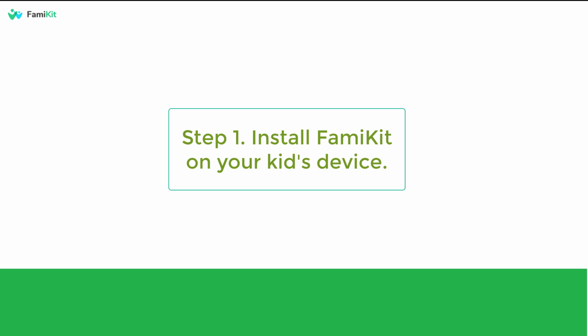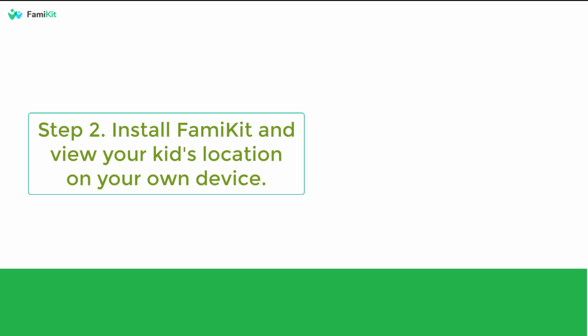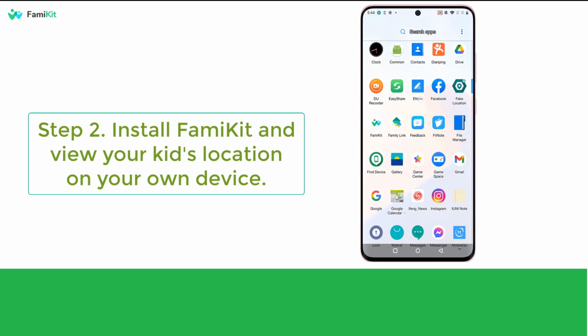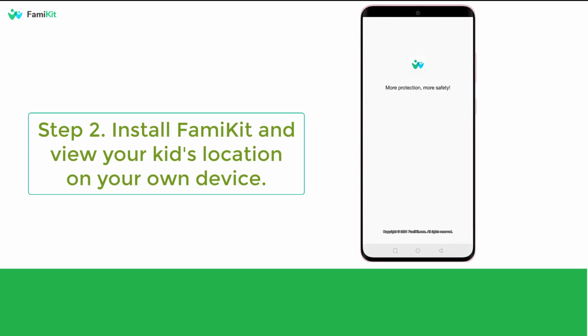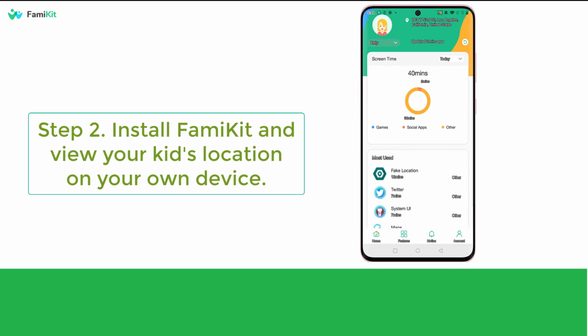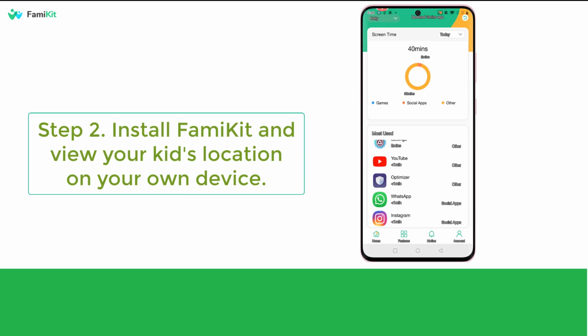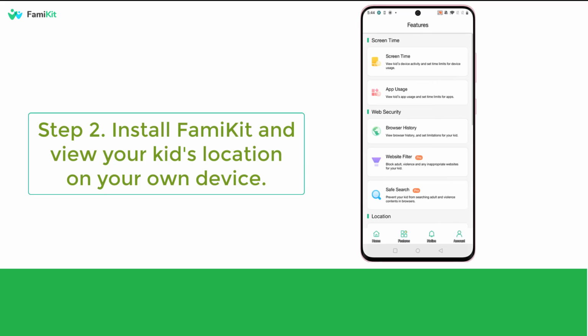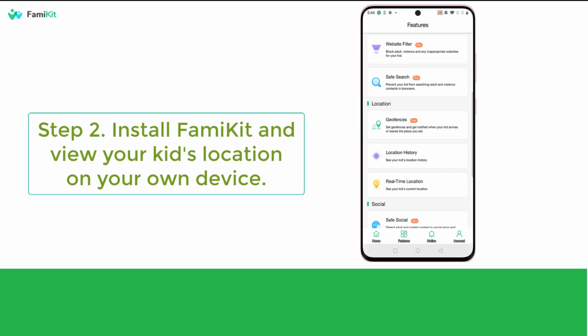Step 1. Install FamiKit on your kid's device, and finish the necessary settings following the instructions given. Step 2. Install FamiKit and view your kid's location on your own device. Open FamiKit on your own device, tap on Features, scroll down to find Real-Time Location. Tap on it to see your kid's live location.